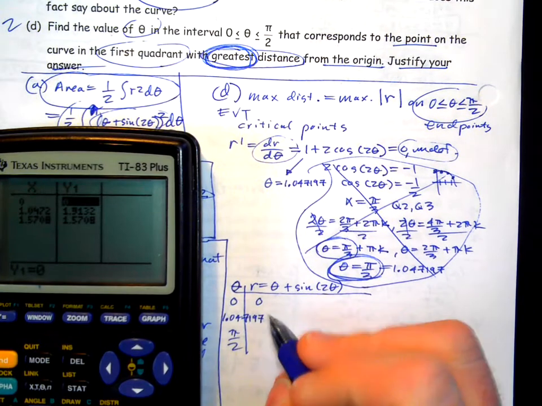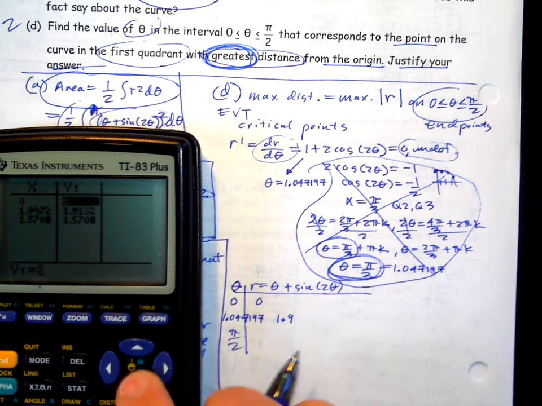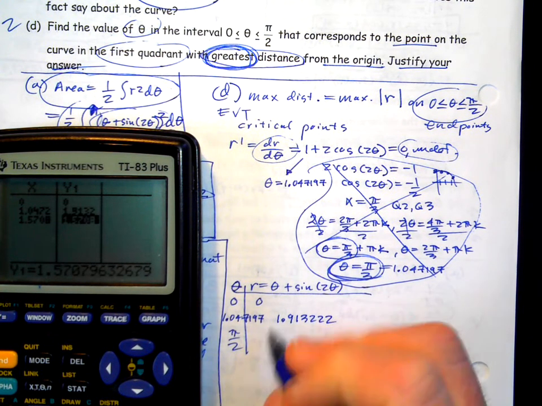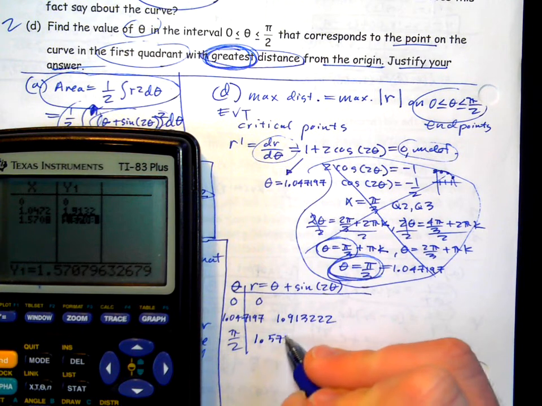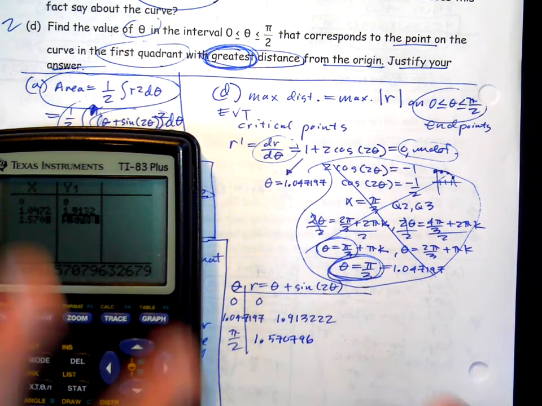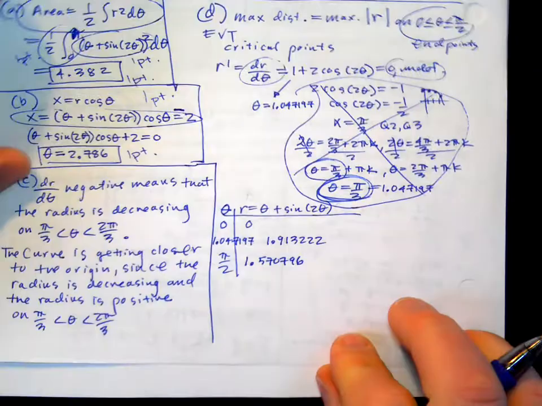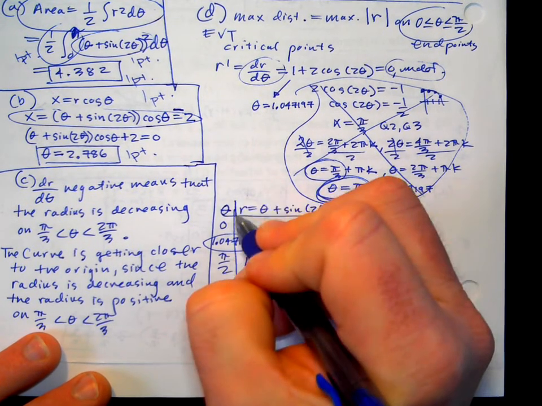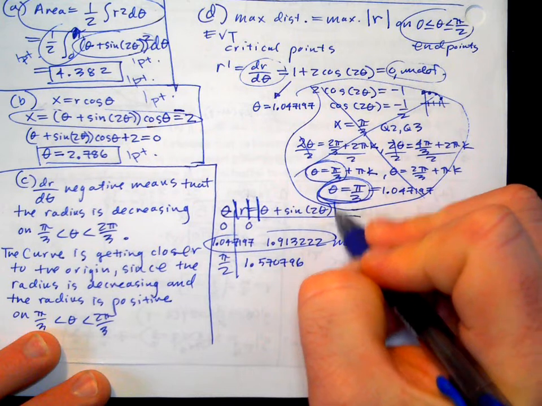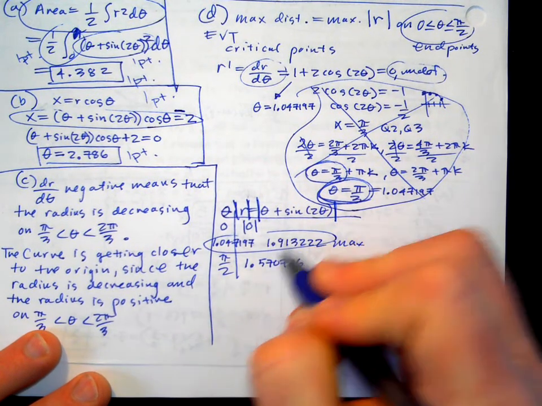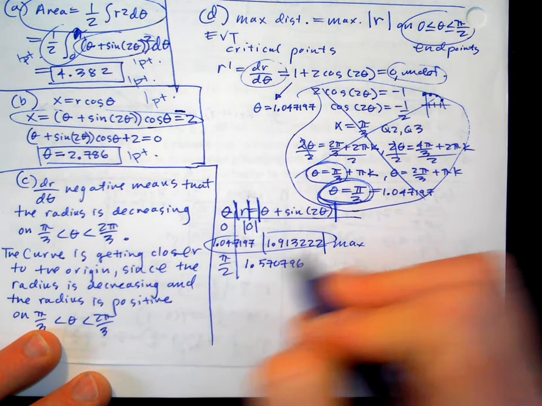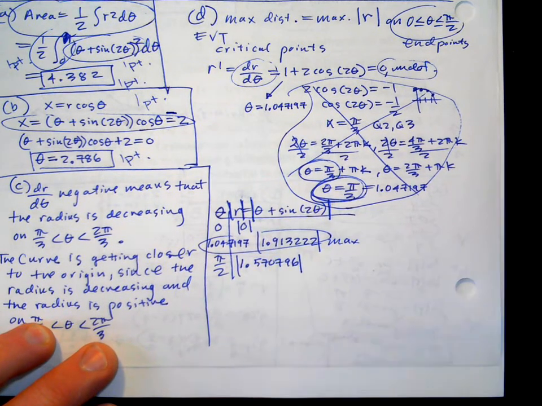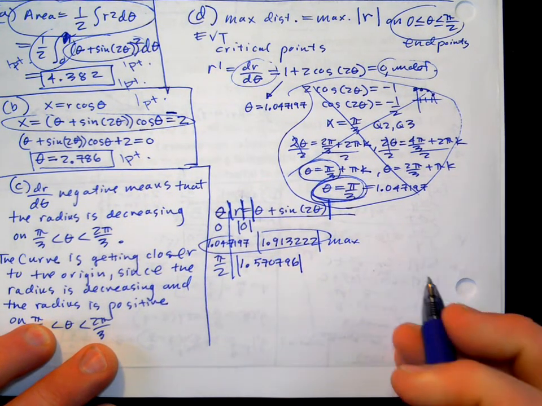And then 1.913222, and then 1.570796. And so there's our max. We're looking for the max. Also, actually, we're doing absolute value of R, so it would be the absolute values of these things. But the radius is never negative. But it might be good to show in your work that you know you're looking for the absolute value. So we're going to write the answer nicely.